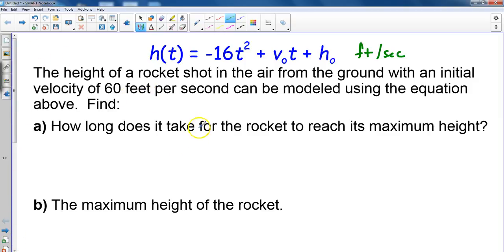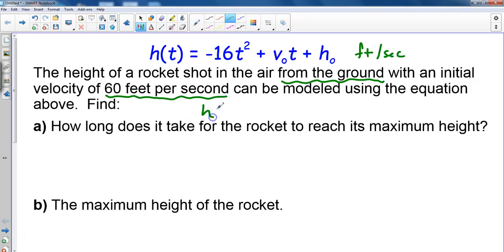Before we go to find those different things, we want to write our function up here. So we want to insert what we know. We know that it's 60 feet per second and it's shot in the air from the ground. So that gives us a couple different pieces. The first piece is the initial velocity. The second piece is the initial height.